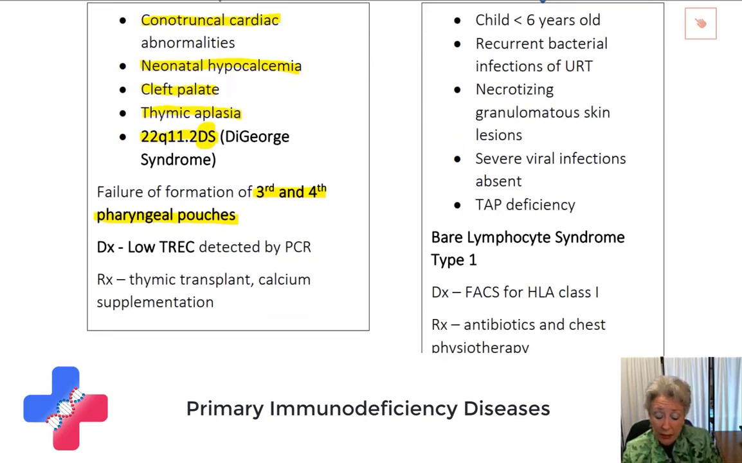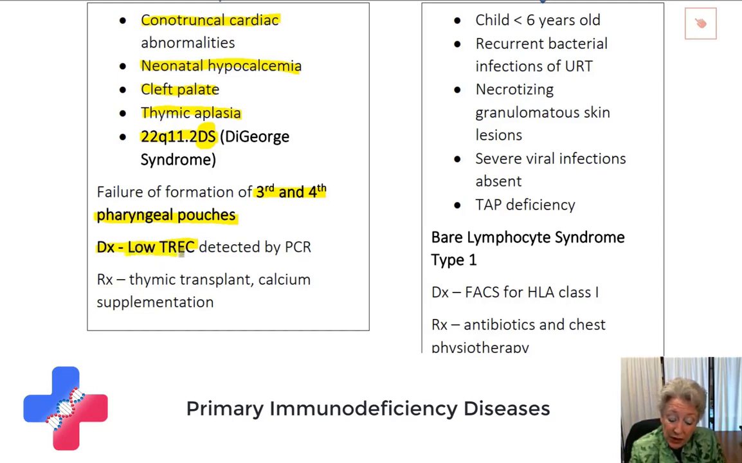Now, because of the aplasia of the thymus, you would anticipate that the child is going to have problems with T cell development, of course, and it's diagnosed at the current time by finding the lowered number of T cell receptor excision circles as detected by PCR. This is a test that's now done at birth to detect these sorts of global T cell deficiencies.